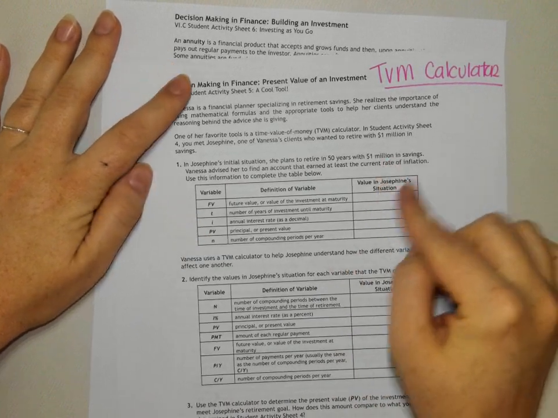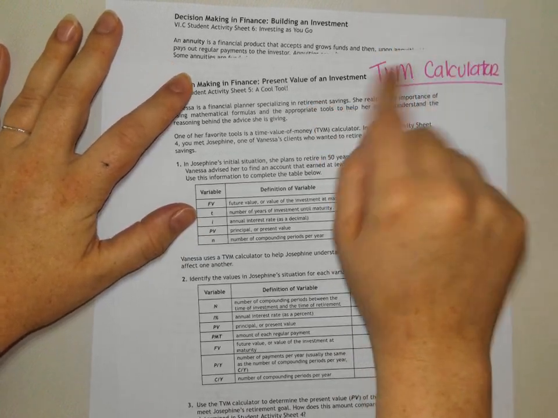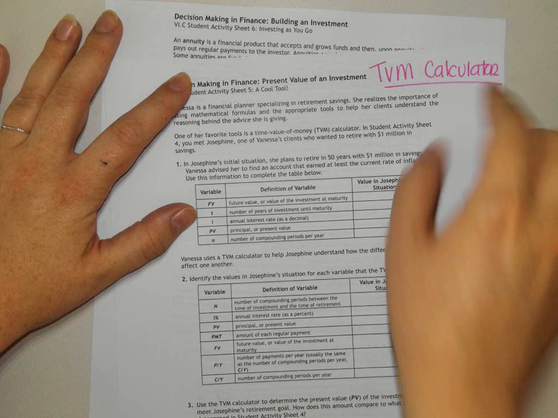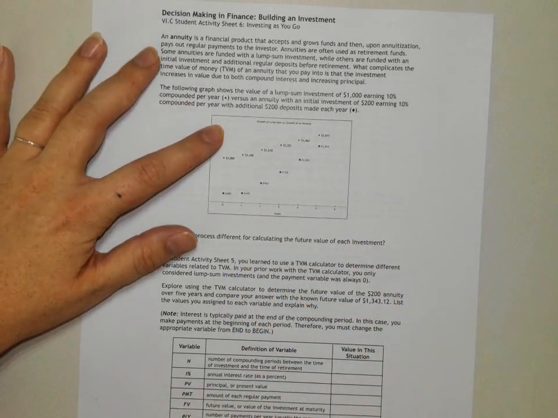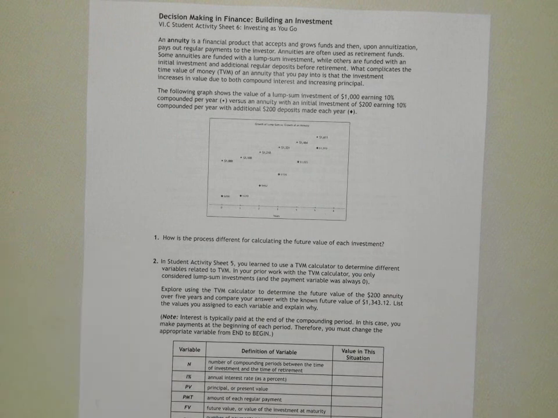Okay, so first of all, I want to point out that these notes that look like this are the TVM calculator notes, so you might want to put that at the top. And then these notes that have this little graph on them are the ones about annuities.